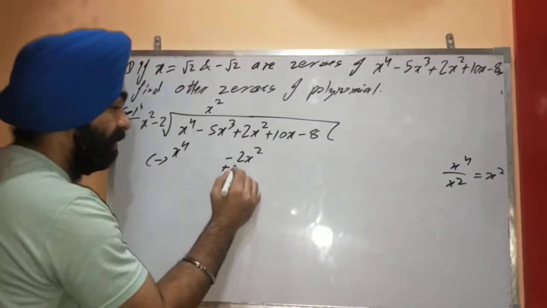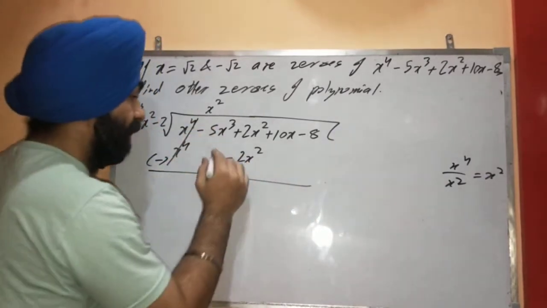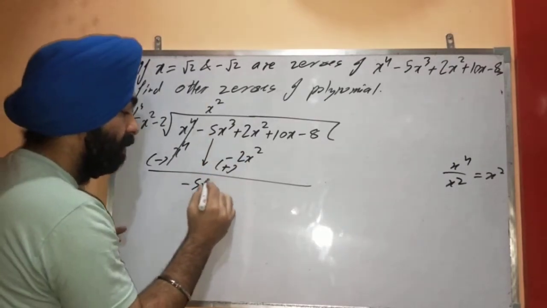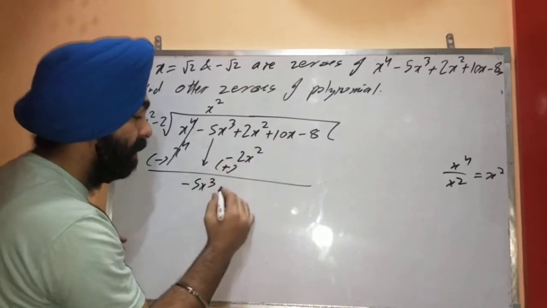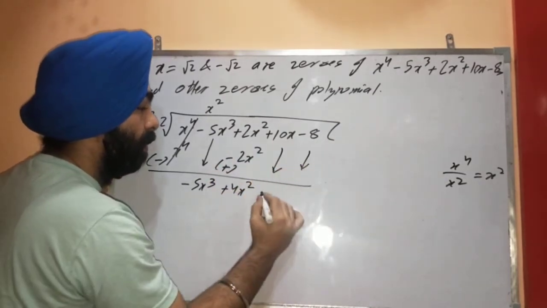Now we will change the sign. On changing the sign, x raised to the power 4 cancels off. The remaining terms will be carried forward. So minus 5x cube is carried forward. These two will add up, and that will become 4x square. Then these two terms will also be carried forward.